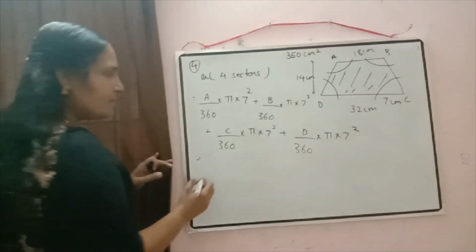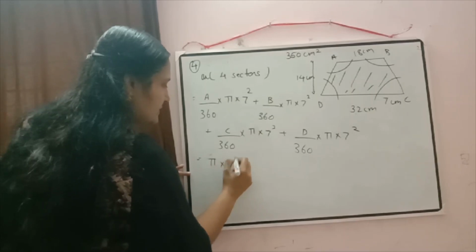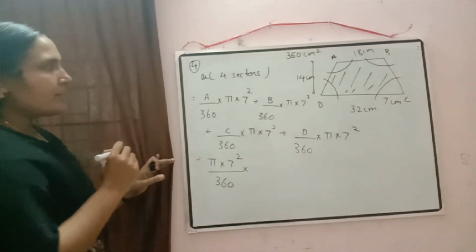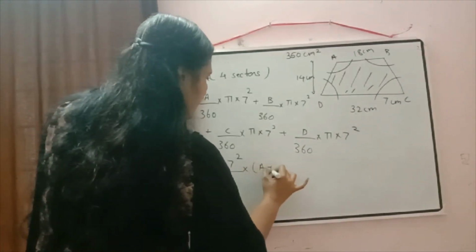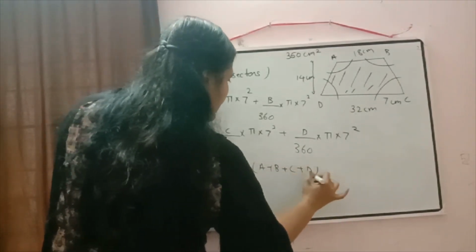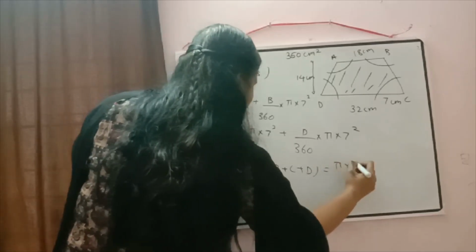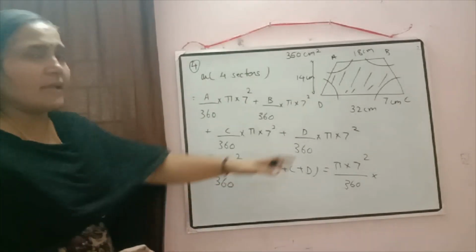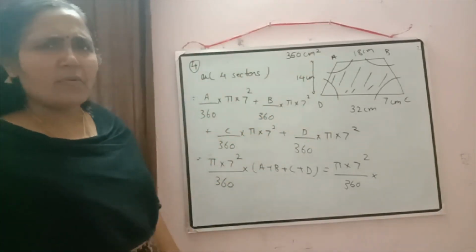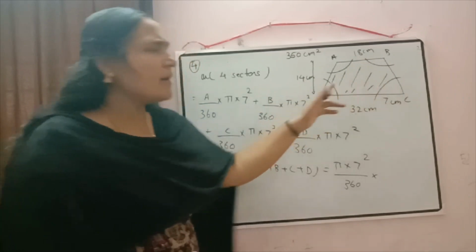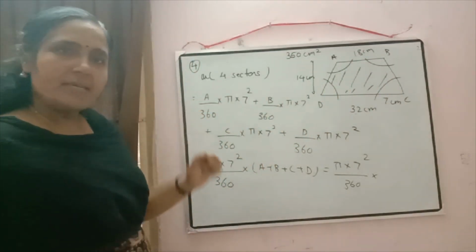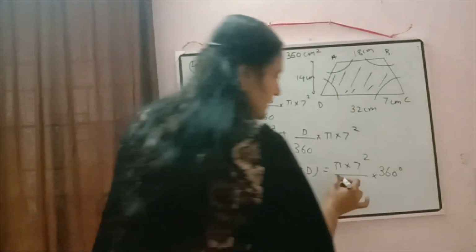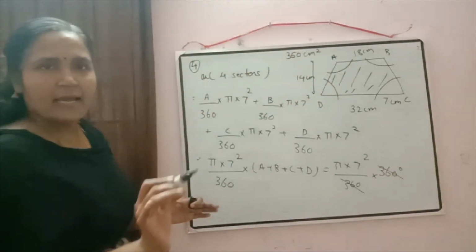Anything common here? Yes, pi into 7 square by 360 taken common. Inside the bracket what will remain? A plus B plus C plus D. And what is this A plus B plus C plus D? They are the angles of a trapezium or angles of a quadrilateral. Sum of all the angles of a quadrilateral is 360 degree. So here also it will come 360 degree. So 360 and 360 will get cancelled there.